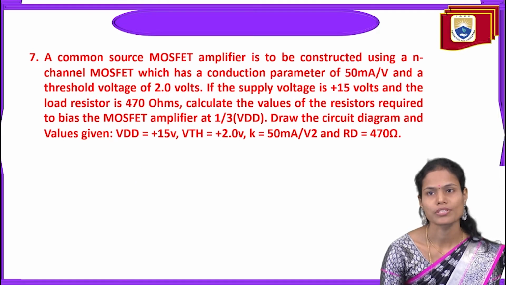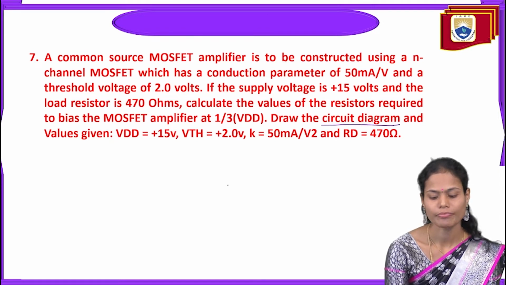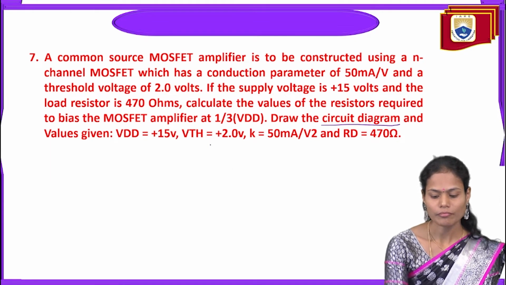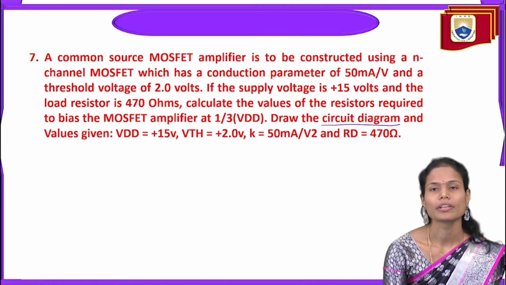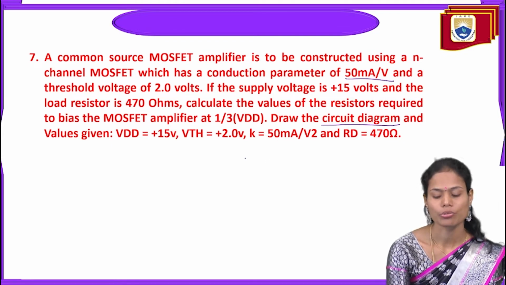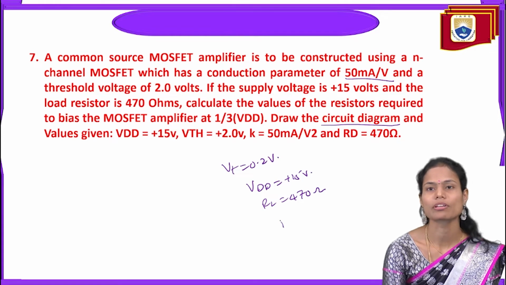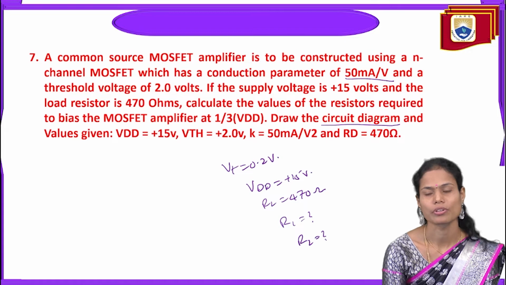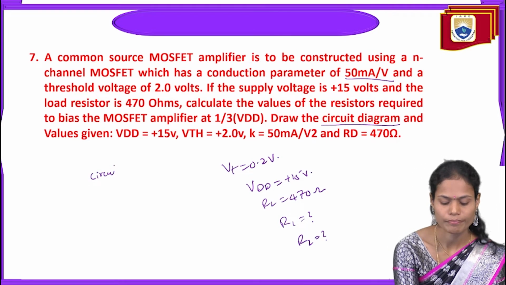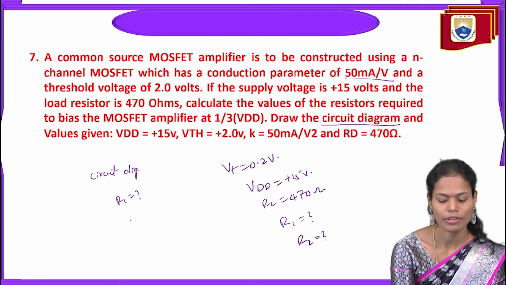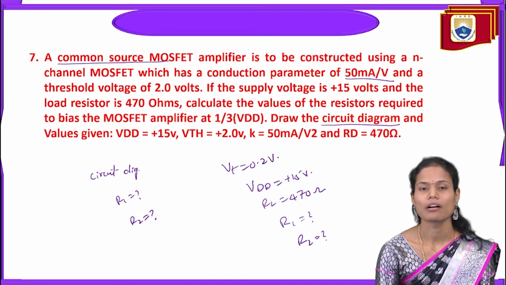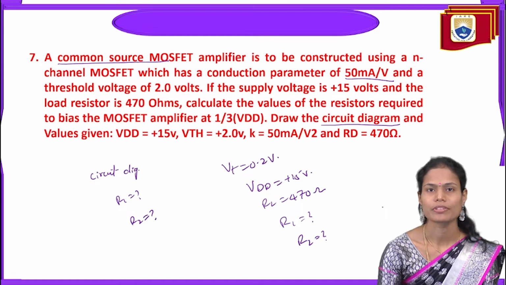Next is a common source MOSFET amplifier, and different parameters are given. From these given parameters, we have to draw the circuit diagram. A common source MOSFET amplifier is to be constructed using an N-channel MOSFET, which has a conduction parameter of this much, the threshold voltage VT is 0.2 volts, the supply voltage is plus 15 volts, and the load resistance is 470 ohms. Calculate the values of the resistors required for biasing, that is R1 and R2. For this circuit, we first draw the circuit diagram and then calculate the R1 and R2 values. We already discussed this in the problems on common source amplifier session.